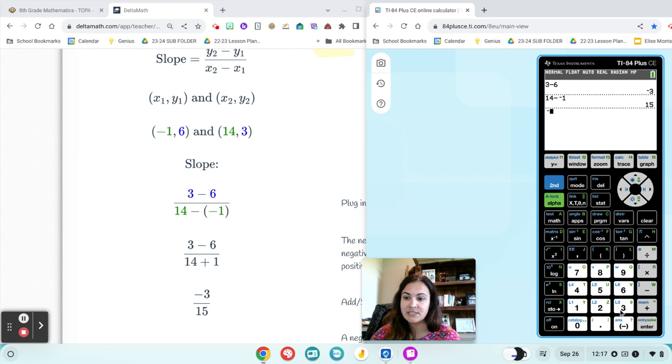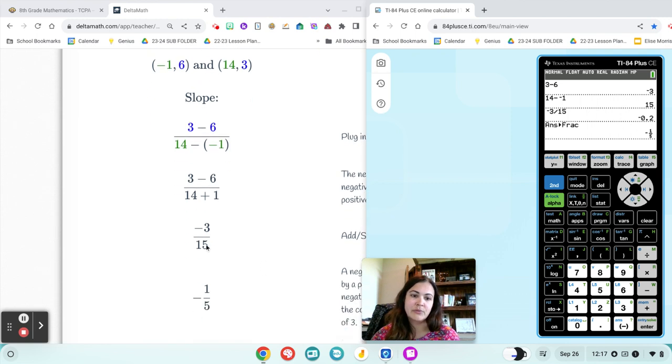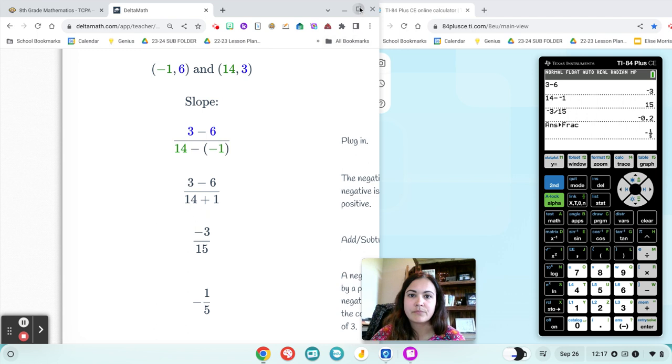Well, that reduces. -3 over 15. You can hit math, enter, enter, and it's a -1/5. Why is it a -1/5? Because they both divide by 3. 3 divided by 3, 1. 15 divided by 3, 5. We just want to divide by the same common factor and simplify it. Okay, let's do another one.